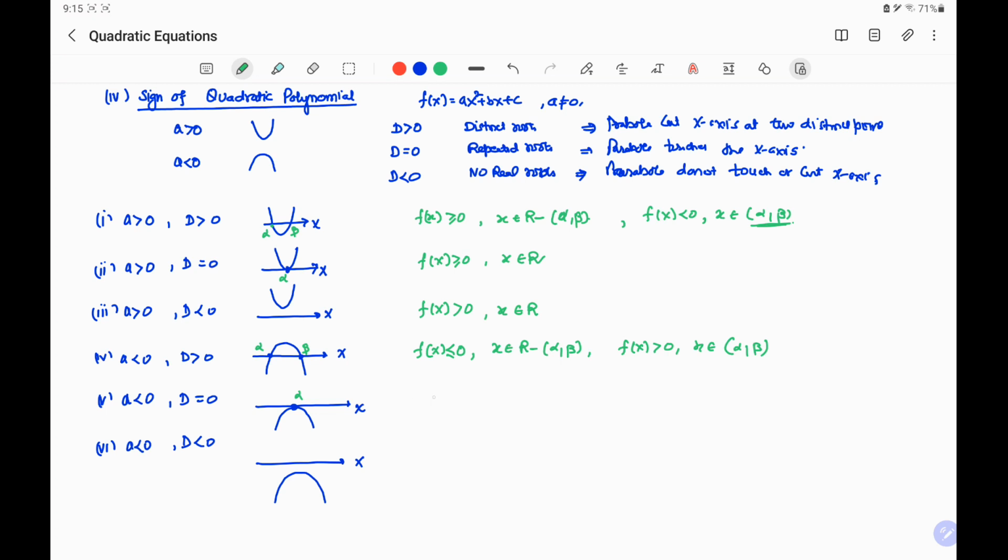In fifth case, we can say that f(x) is less than or equal to 0 for all of the value of x belonging to the set of real numbers, and in sixth case, f(x) is always less than 0, that means negative, if x belongs to the set of real numbers.